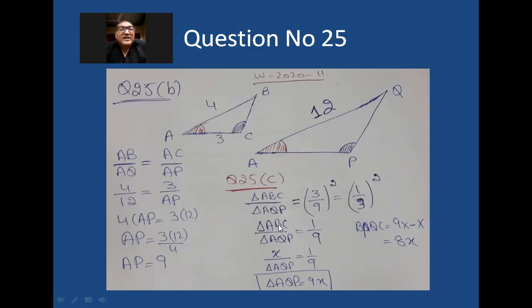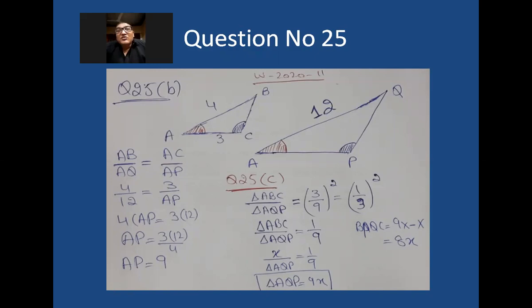The area of the triangle ABC, he told us, is x. So what will be the area of this full triangle AQP? That will be x by triangle AQP equals 1 by 9. And so you will have 9x. So the area of triangle AQP will be 9x.